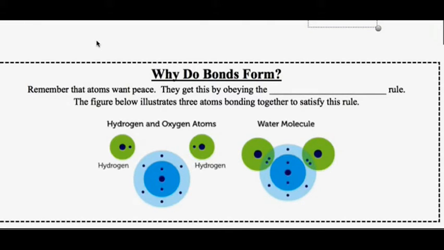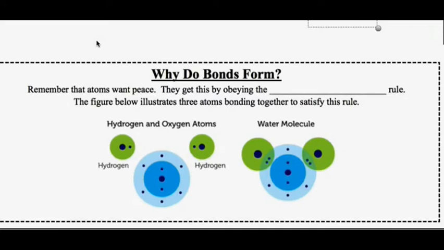So why do these bonds form? For a chemical reaction to occur, bonds have to be made or bonds have to be broken. So most of the time, at least right now, we're going to be looking at why bonds form, why they come together. Remember, atoms want peace. A lot of times I refer to it as they want to be happy. They want to get that full valence electron shell.